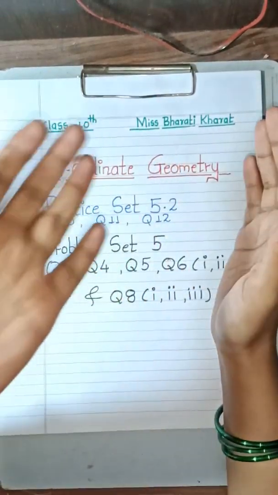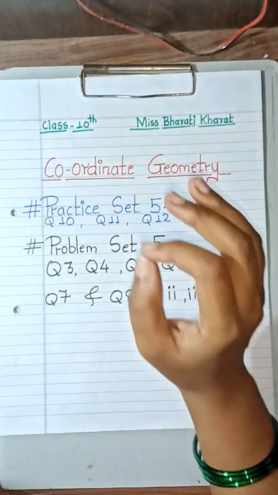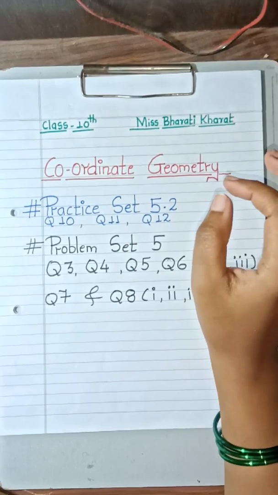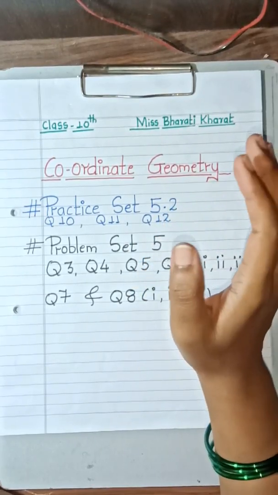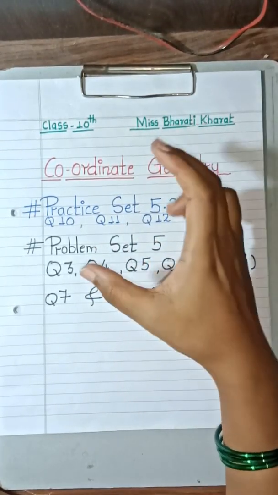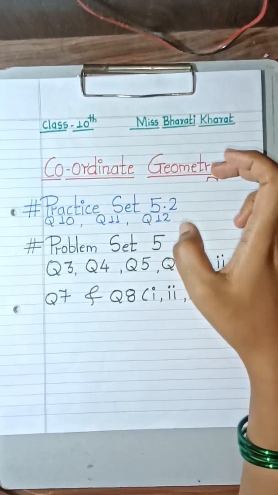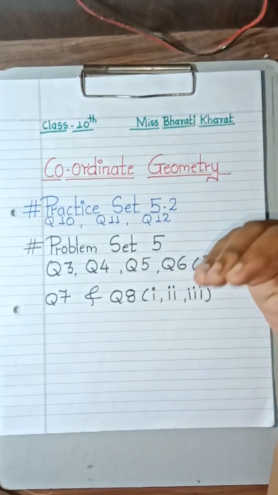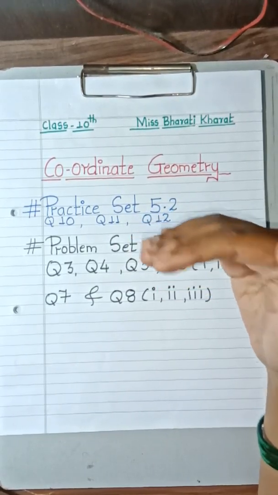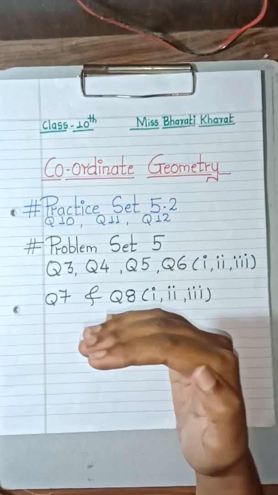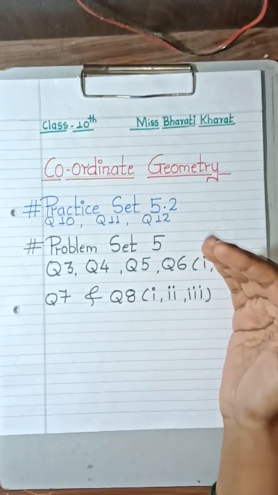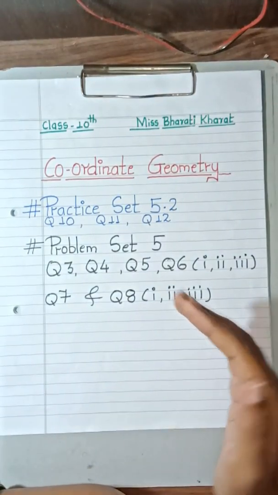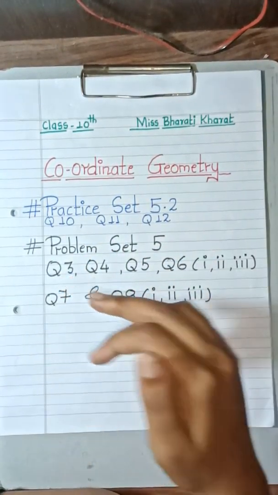After that, for this year, that is for the year 2020-21, practice set 5.3, which is based on slope of line, is reduced from your syllabus. So after practice set 5.2, question number 10, 11 and 12, we are not going to take slope of a line and practice set 5.3. We'll directly move on towards problem set 5.